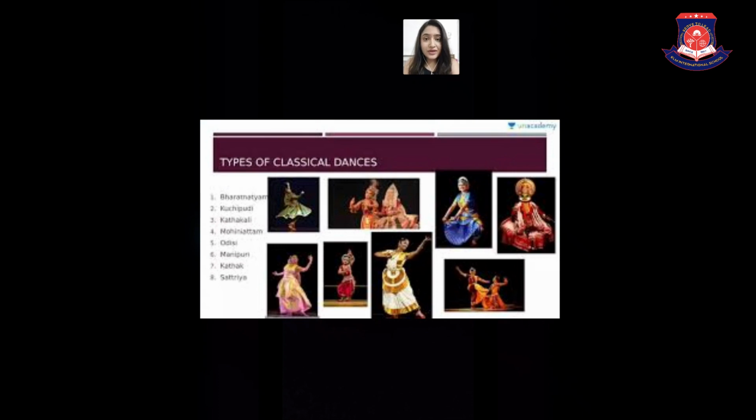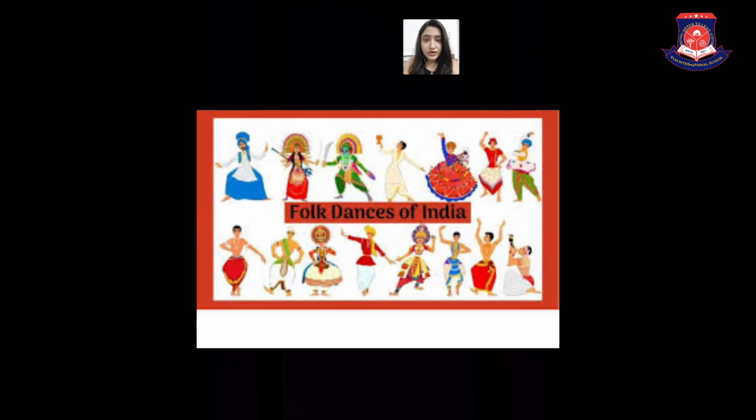On the other hand, we have folk dances. Folk dances are the dances which are performed on special occasions, like on weddings, like on harvest festivals. For example, you can take Bihu. Bihu is a folk dance. Bihu is the folk dance of Assam and Ghumar is the folk dance of Rajasthan.